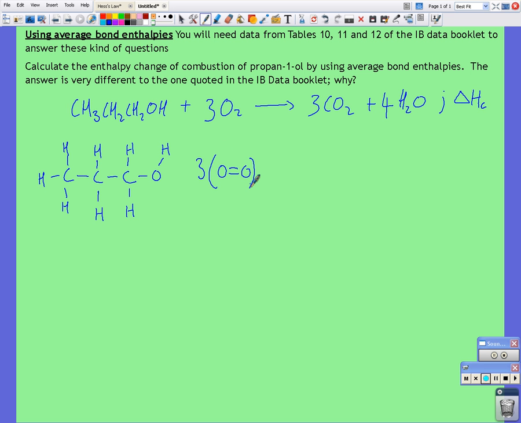Oxygen with a double bond, carbon dioxide with double bonds, there's 3 of those, and water, I've got 4 of those. Don't forget the coefficients. Okay, so then we're going to break all of the bonds in the reactants. So breaking bonds.